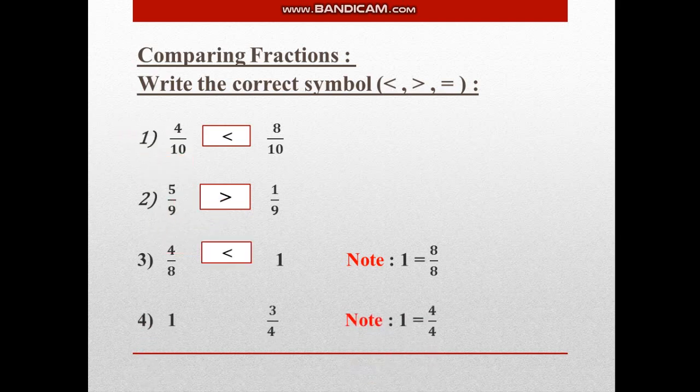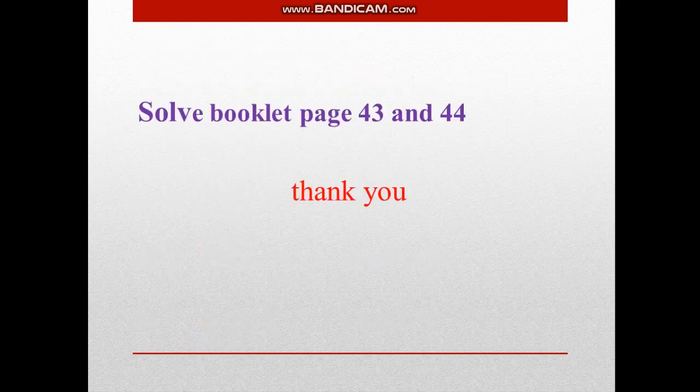Number 4, I have 1 and 3 fourths. The denominator in the second fraction is 4, but the first is 1. Can I make it a fraction? Yes, it can be 4 fourths. Why do I choose 4 fourths? Because I need equal denominators. So now I know that 4 is greater than 3. So 1 will be greater than 3 fourths.